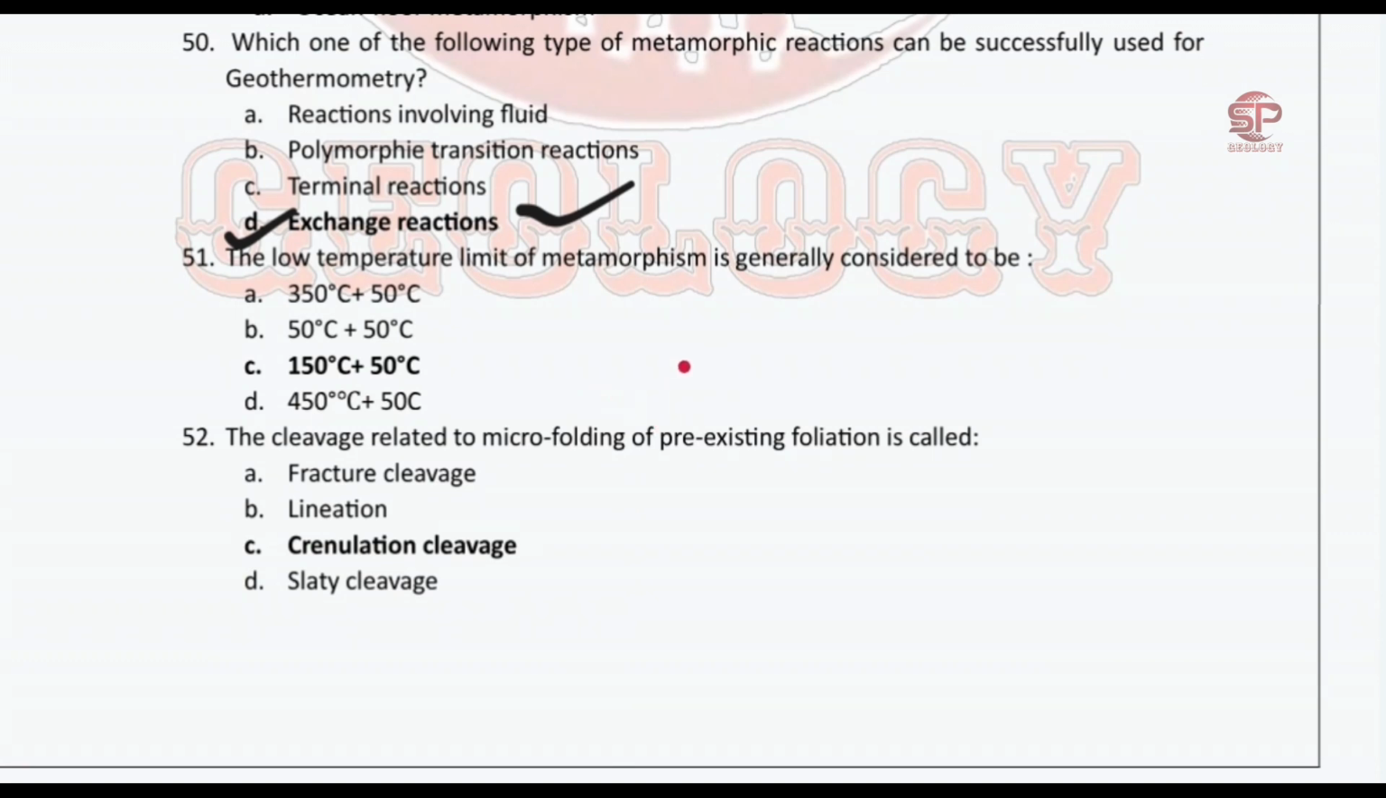The low temperature limit of metamorphism is generally considered to be. So low temperature means you can choose 150 to 50 degrees. According to the other options, 350 to 50 is not that appropriate. 450 is not appropriate. 50 will also not be appropriate. So this one will be appropriate, 150 to 50 degrees.